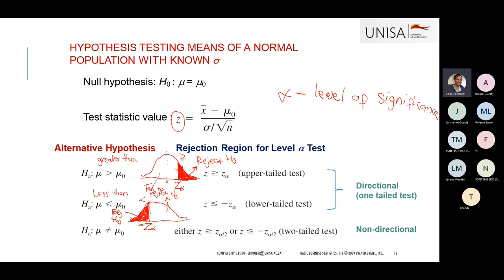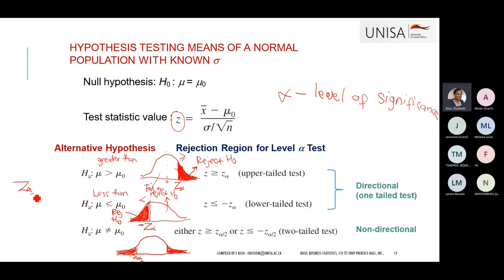Right, that is easy for a directional test, either when it's greater than or when it's less than. When it is not equal, then it's a two-tailed test. We call it a non-directional test, because the decision you will make will be on two sides. Because it is non-directional and not equal, there are two areas that you're going to make decisions from. You're going to have Z alpha over 2, negative on one side, and on the other side a positive Z alpha over 2.